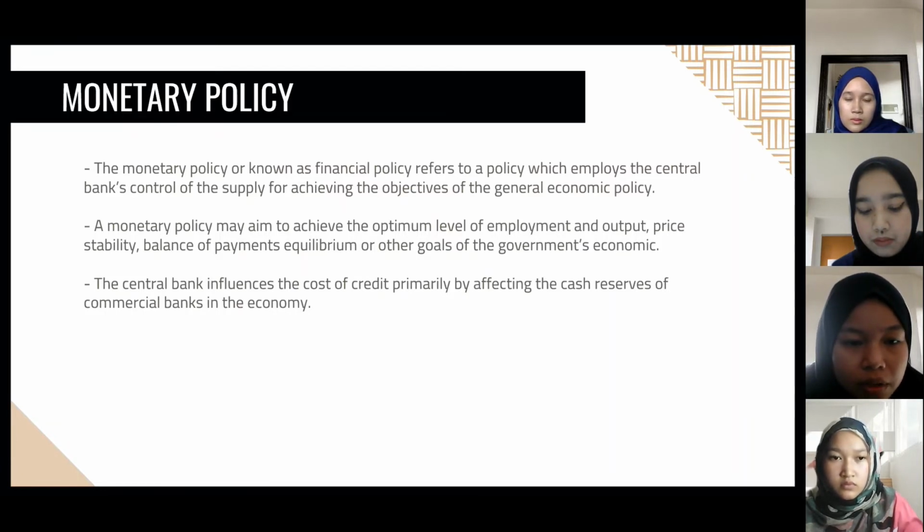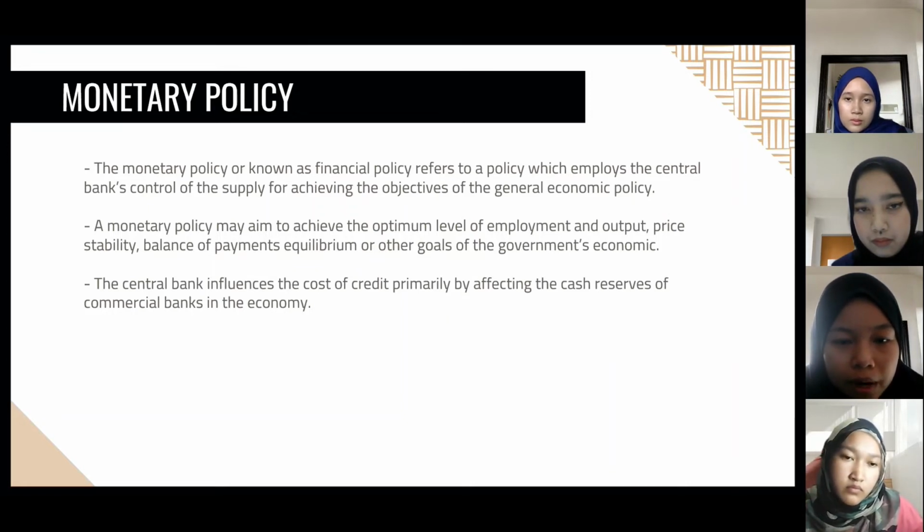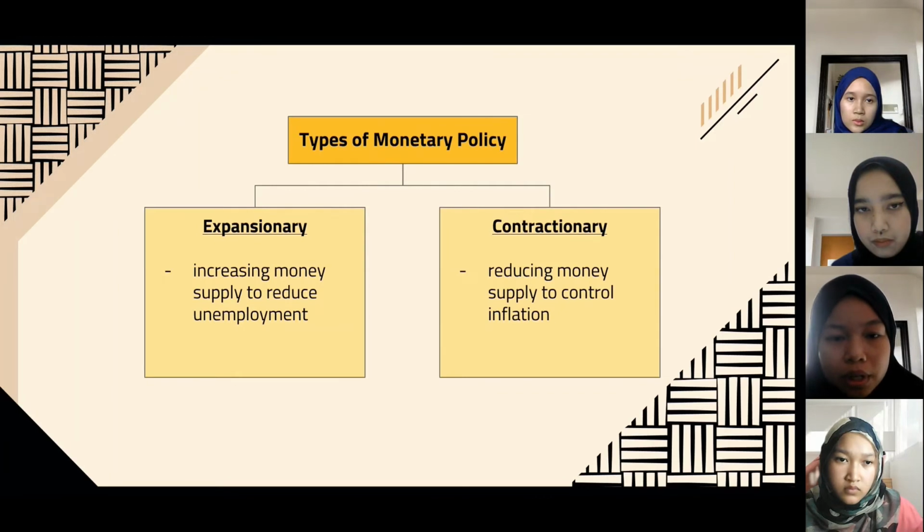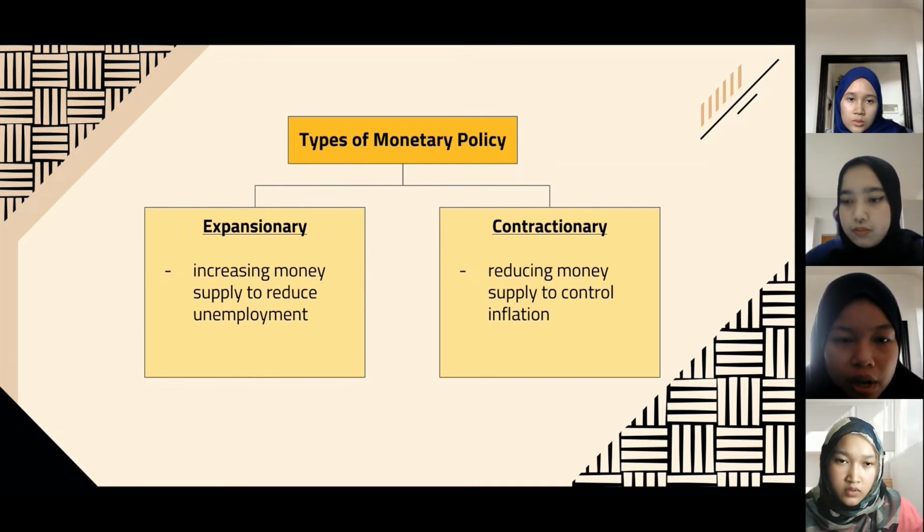Third, the central bank influences the cost of credit primarily by affecting the cash reserve of commercial banks in the economy. Types of monetary policy: first, expansionary, and second, contractionary. Expansionary is increasing money supply to reduce unemployment, and contractionary is reducing money supply to control inflation.